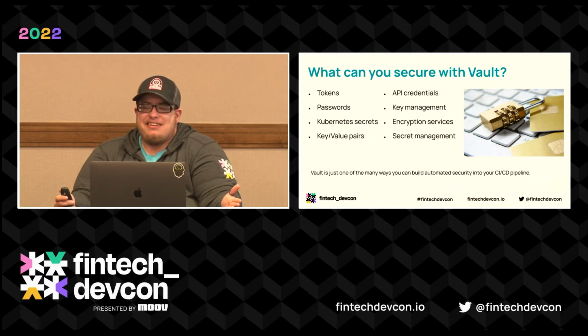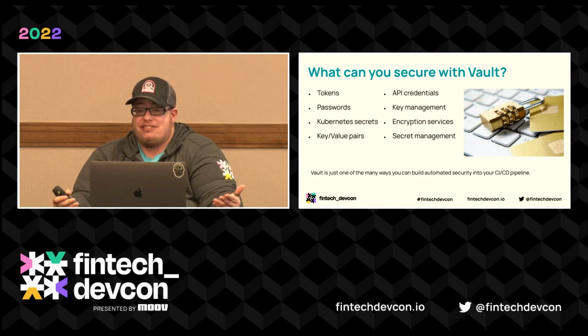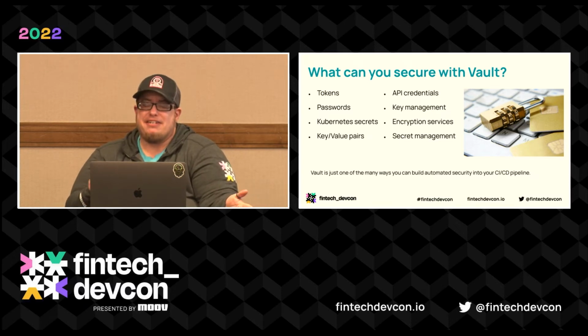But the good thing is, Vault can secure a heck of a lot of things. So it's got tokens, it's got passwords, your Kubernetes secrets, key value pairs, API credentials. It manages those keys as well. Encryption, we got it. Secret management, absolutely. And that's just, like I said, one of the many, many ways that you can build automated security into that CICD pipeline. Vault and GitHub Actions is super cool. And it also can automatically rotate those secrets out for you. There's a bunch of cool things that you can do. It's really awesome.